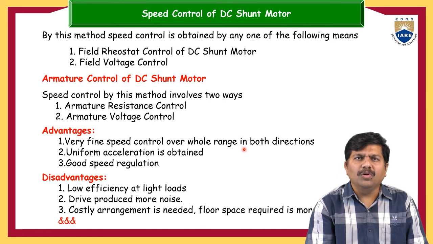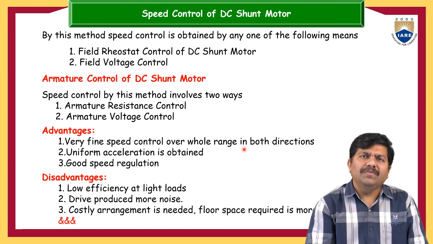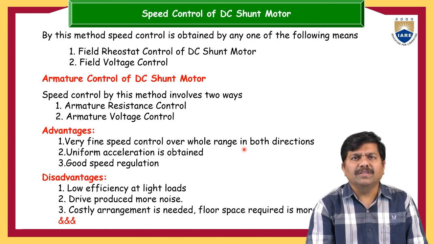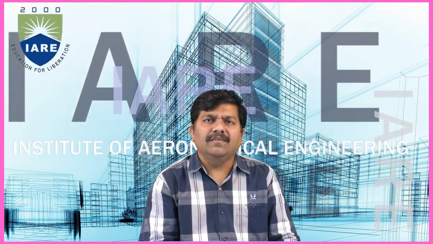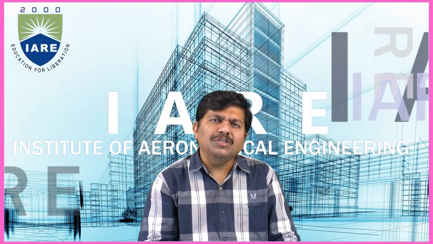And one important thumb rule you have to remember: if you want to control the speed above the rated speed, the field flux control method is used. If you want to control the speed below the rated speed, then the armature voltage control method is highly used. So this is a brief introduction to how the speed of a DC motor is controlled or regulated. I hope this video gives a broad sense of how speed control can be implemented, what the advantages and disadvantages are, and when which method is used.